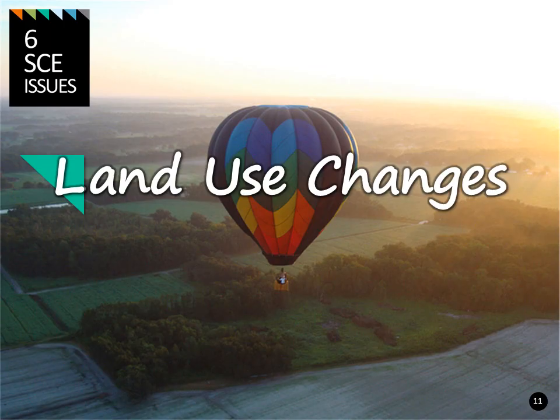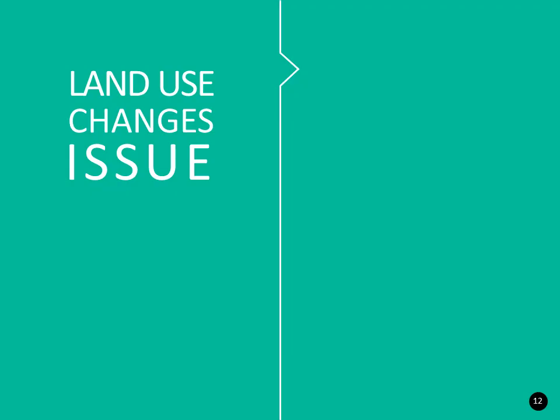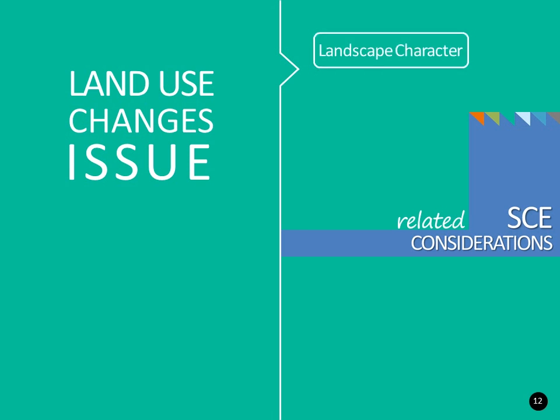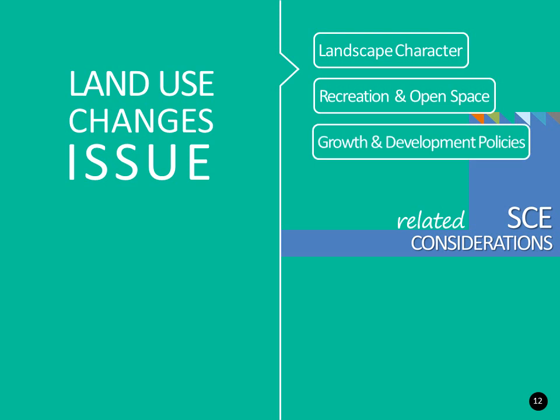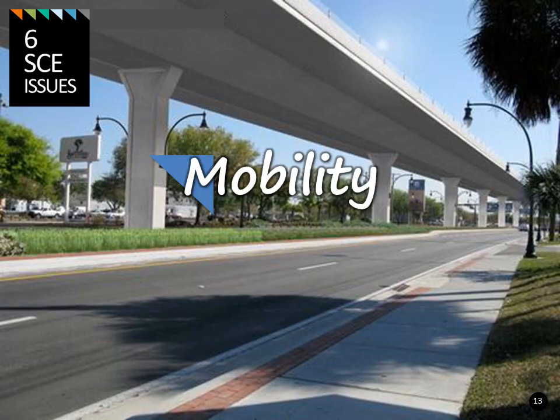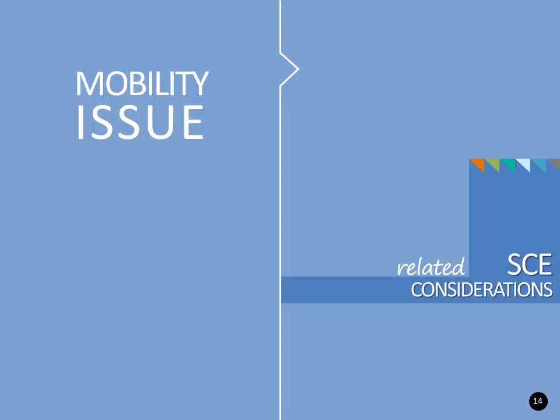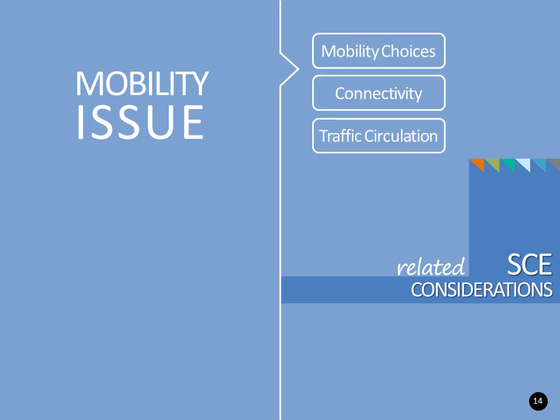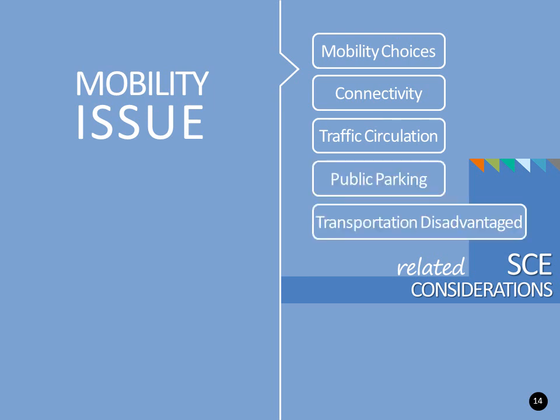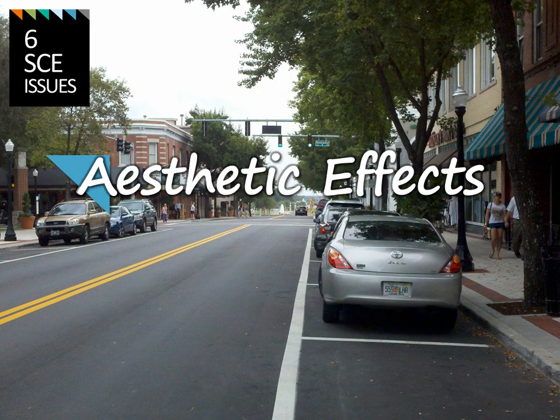The third SCE issue is land use changes. The SCE considerations that focus on land use changes are related to landscape character, recreation and open space lands, consistency with growth and development policies, and compatibility with adopted land use plans. Mobility is the next SCE issue. Mobility-related SCE considerations explore the potential for project effects relative to mobility choices, transportation system connectivity, traffic circulation, public parking, and transportation disadvantaged populations. The 5th SCE issue is aesthetic effects.